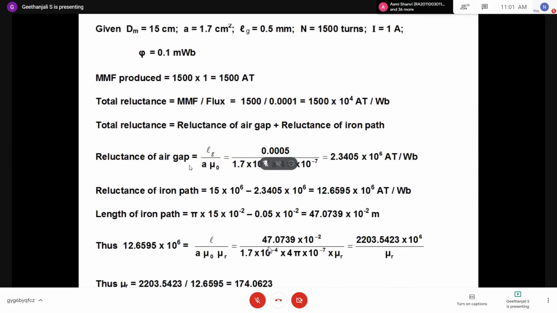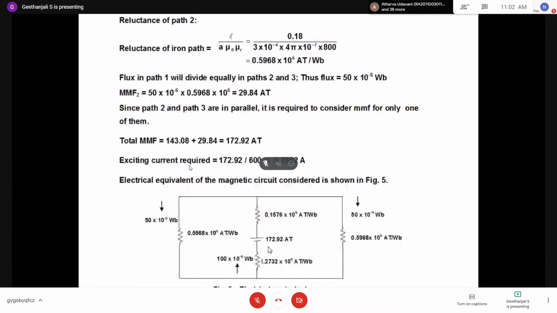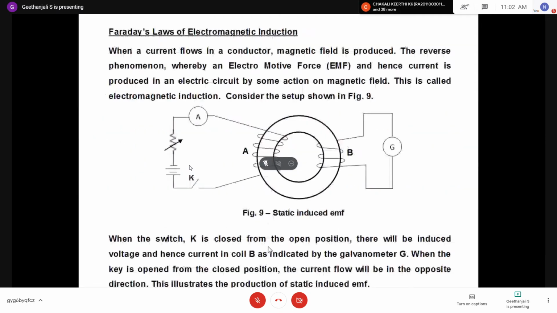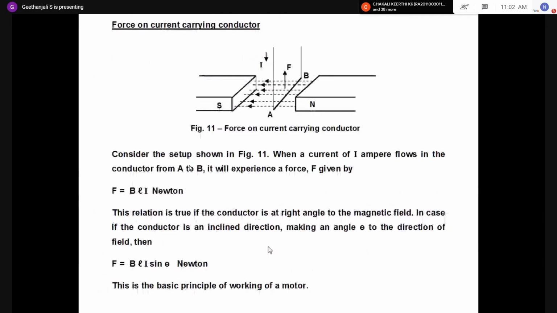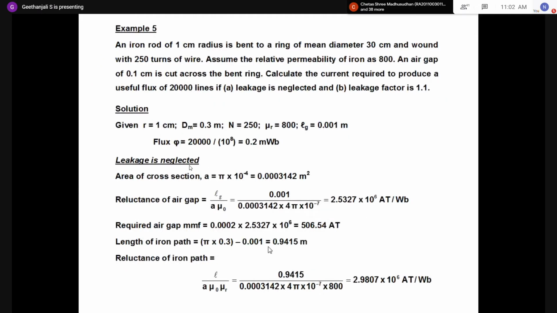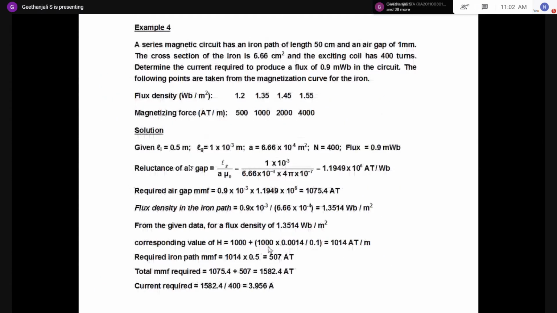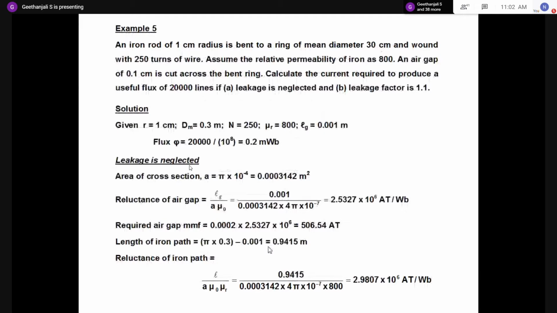Example number 3 we have seen last class. Example 4 also we discussed. Next we will see in your textbook composite magnetic circuit. It is there, but it is not there in your syllabus. So in the textbook, some extra topics will be available. You should not refer to those extra topics. Whatever topics are there in your syllabus alone, you have to refer to in your textbook.